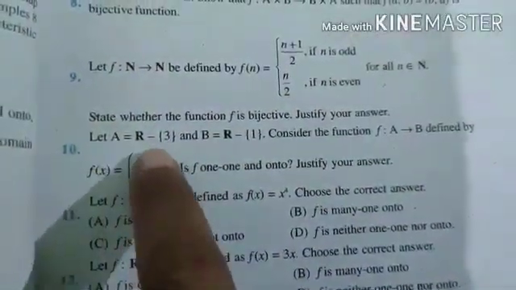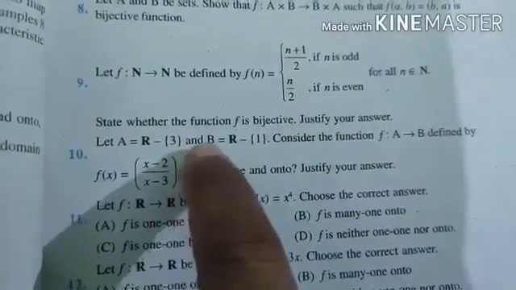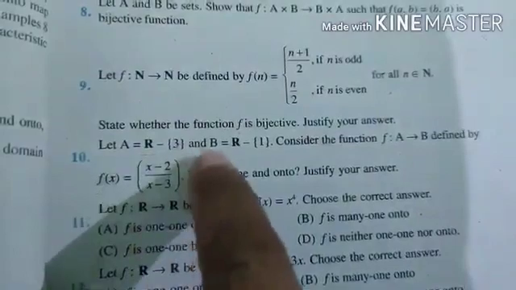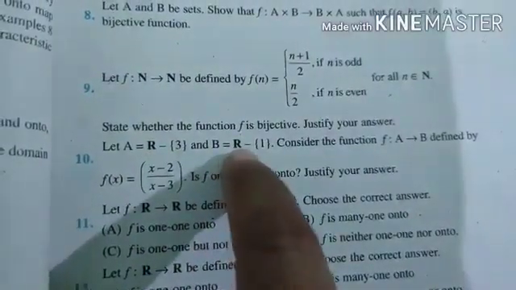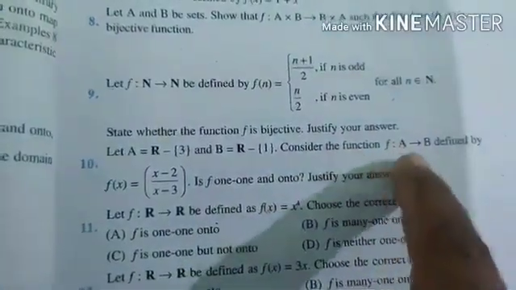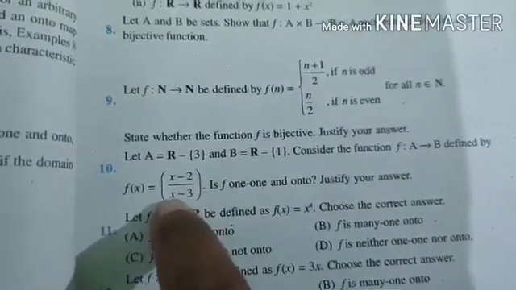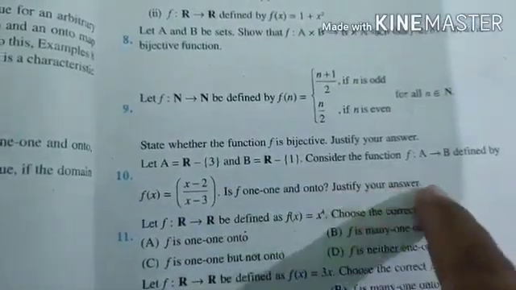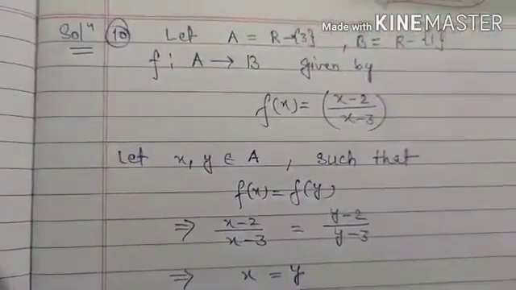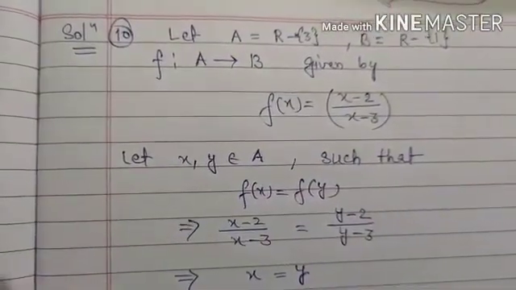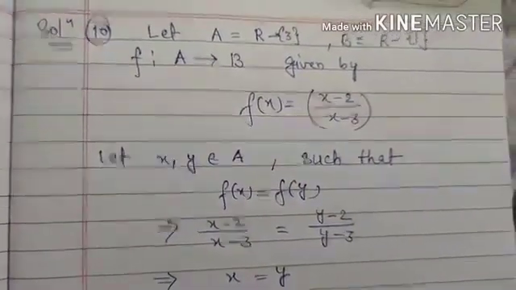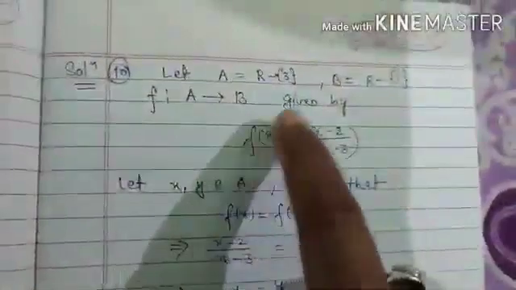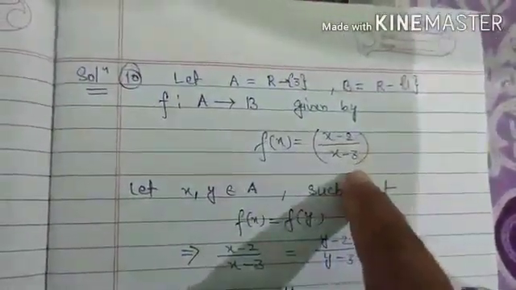Now we are doing question number 10. Let A equal to R minus {3}, all the real numbers except 3. It means B equal to R minus {1}, all the real numbers except 1. Consider the function f from A to B defined by f(x) equals (x minus 2) upon (x minus 3). Is f one-one and onto? Justify your answer. Solution. See, I have written these sets once again, A and B, f from A to B given by f(x) equals (x minus 2) upon (x minus 3).